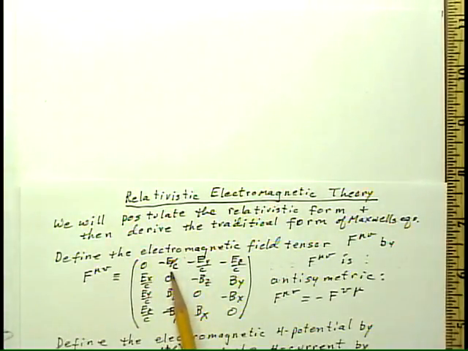And these components, although they are slightly difficult to read, are minus Ex over C, minus Ey over C, and minus Ez over C. And of course the negatives down the first column. The diagonal is 0, as required by an antisymmetric tensor. And the spatial components are defined as Bx, By, and Bz. These two with negative components, and this one over here with a negative component.